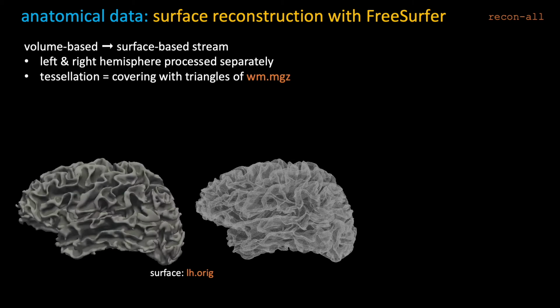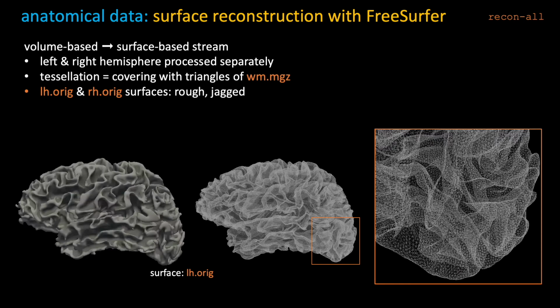So this is an example output surface or mesh. Surface on the left, on the right you can see vertices. It's more like the mesh representation of it. And this surface is very rough, very jagged. As you can see here in this little zoom in, it kind of looks messy.